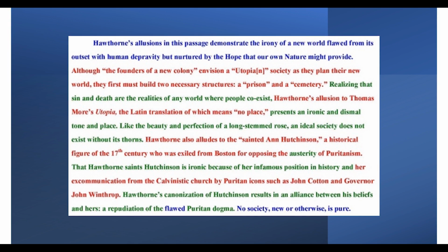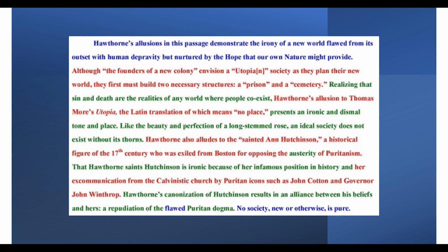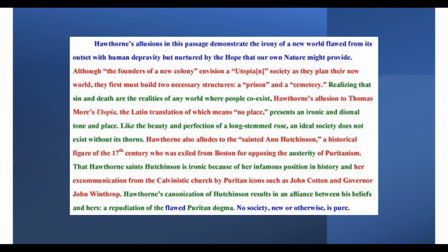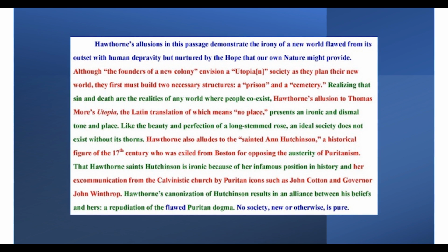Like the beauty and perfection of a long-stemmed rose, an ideal society does not exist without its thorns. Hawthorne also alludes to the sainted Anne Hutchinson, a historical figure of the 17th century who was exiled from Boston for opposing the austerity of Puritanism. That Hawthorne saints Hutchinson is ironic because of her infamous position in history and her excommunication from the Calvinistic Church by Puritan icons such as John Cotton and Governor John Winthrop. Hawthorne's canonization of Hutchinson results in an alliance between his belief and hers, a repudiation of the flawed Puritan dogma. No society, new or otherwise, is pure.